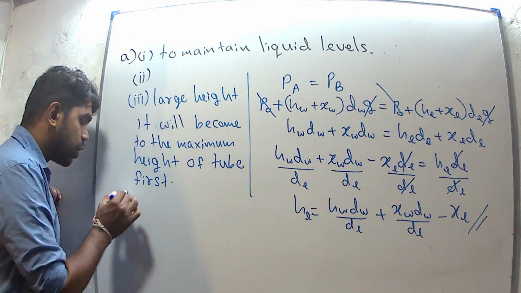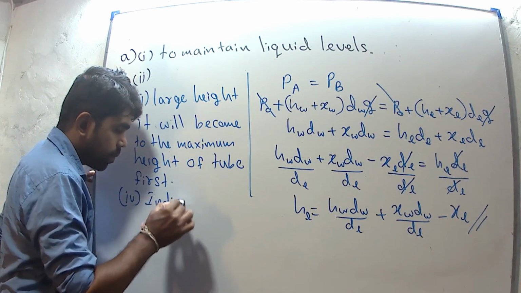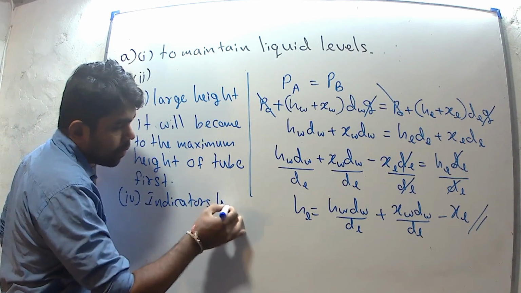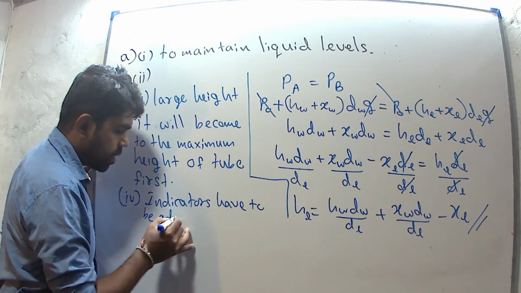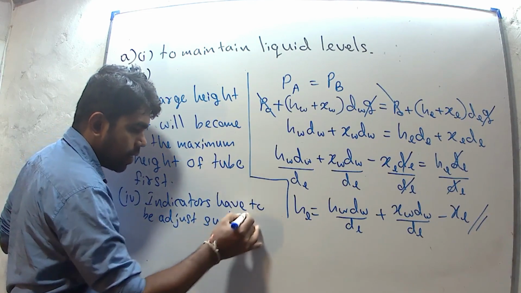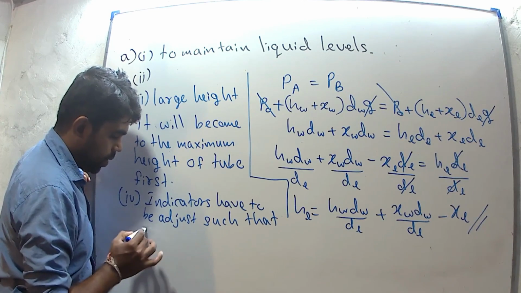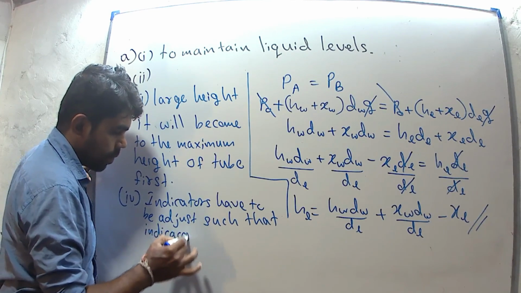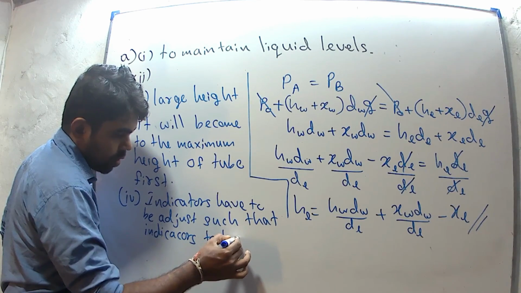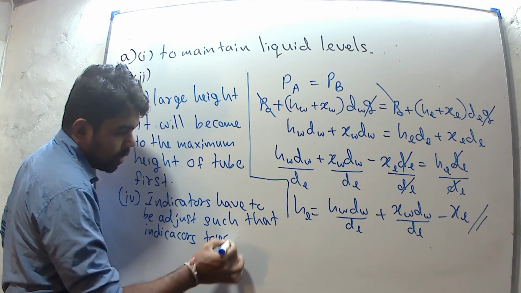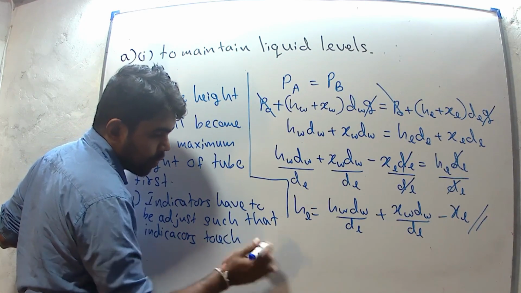Then we can write the answer for part 4. Indicators have to be adjusted such that indicators touch the liquid surfaces.